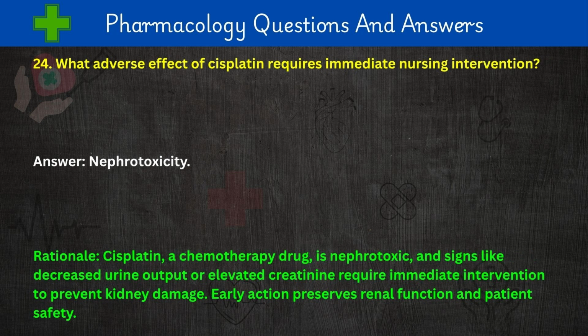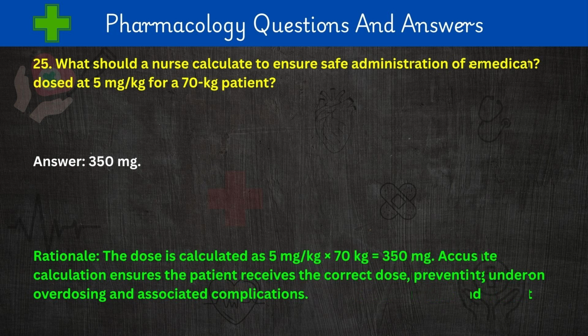24. What adverse effect of cisplatin requires immediate nursing intervention? Answer: nephrotoxicity. Rationale: cisplatin, a chemotherapy drug, is nephrotoxic, and signs like decreased urine output or elevated creatinine require immediate intervention to prevent kidney damage. Early action preserves renal function and patient safety.